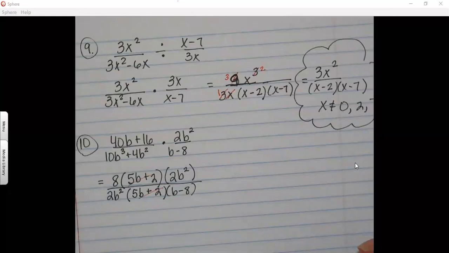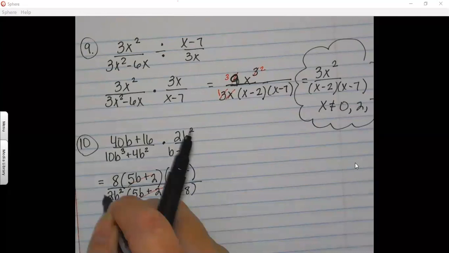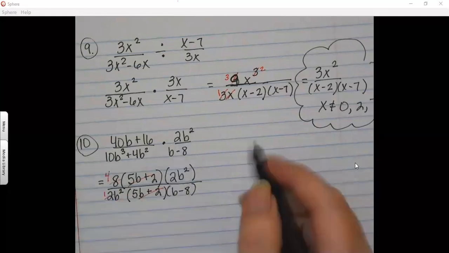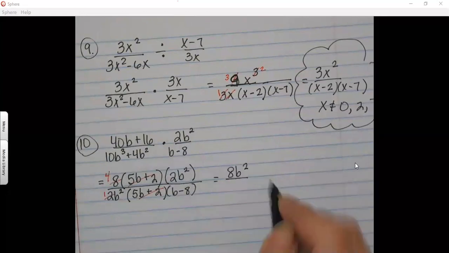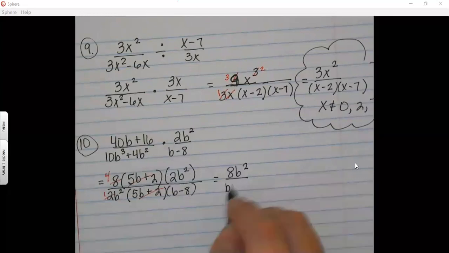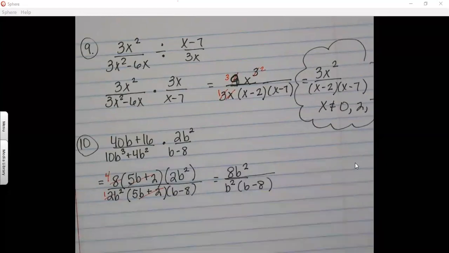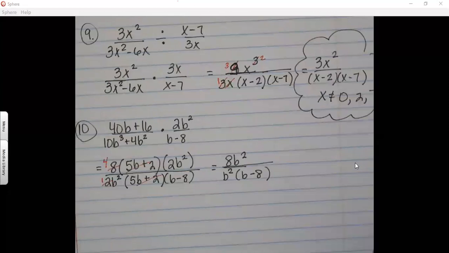So now I can do 4 times 2b squared is 8b squared divided by, let's see, I still have a monomial of b squared times b minus 8. And I could have reduced that in my last step. I kind of forgot about that 2b squared, so I can reduce it now, right? The b squareds will cancel each other out. So I have left 8 divided by b minus 8.